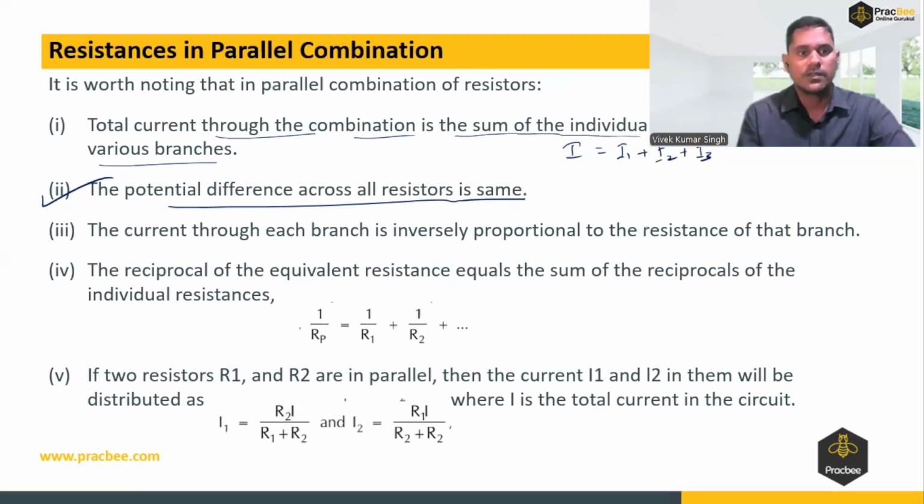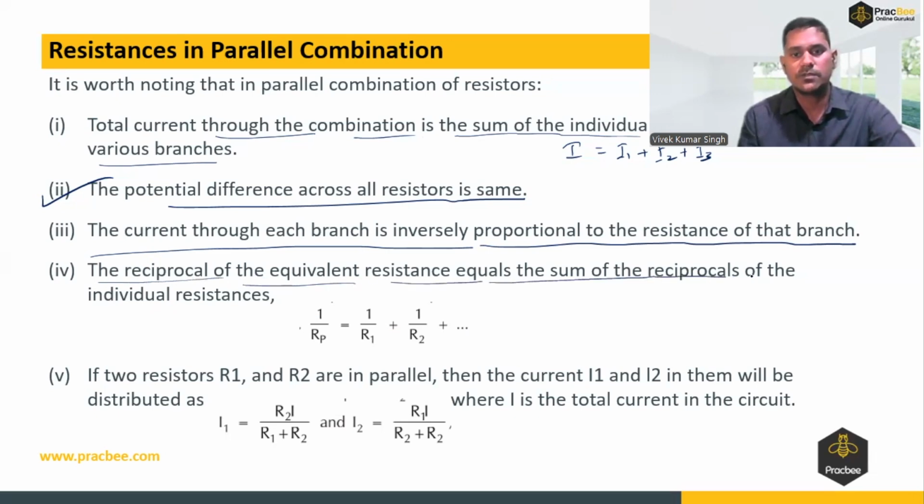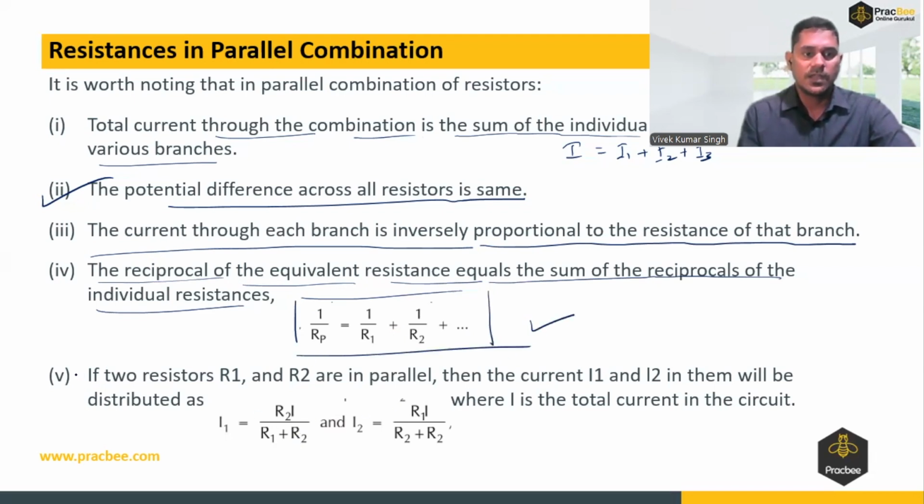Next, the current through each branch is inversely proportional to the resistance of that branch. And the reciprocal of the equivalent resistance equals the sum of the reciprocals of the individual resistances. This is how we can find the equivalent resistance in a parallel combination. If two resistors R1 and R2 are in parallel and their currents are I1 and I2, then I1 can be calculated using this formula: R2 into I over R1 plus R2, and I2 is equal to R1 into I upon R1 plus R2.